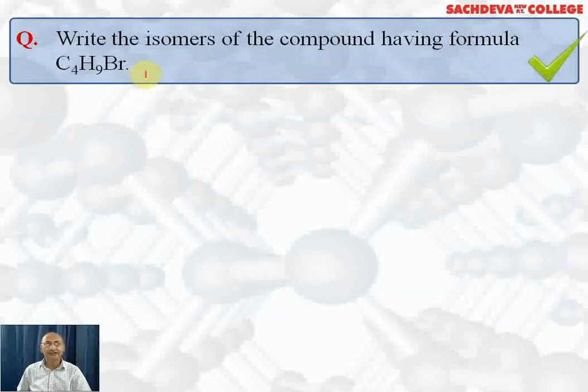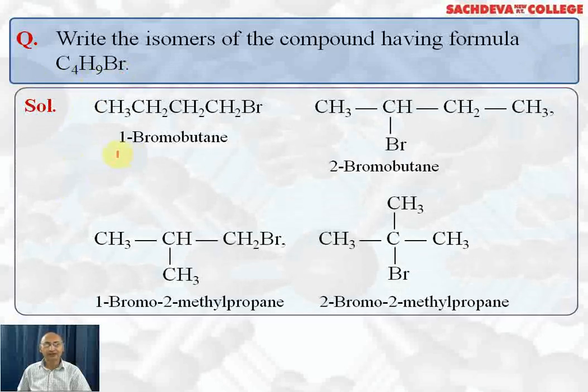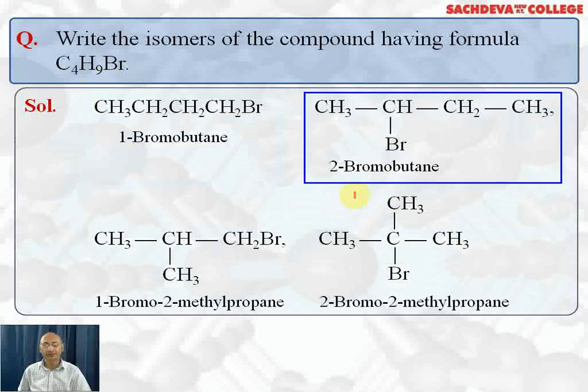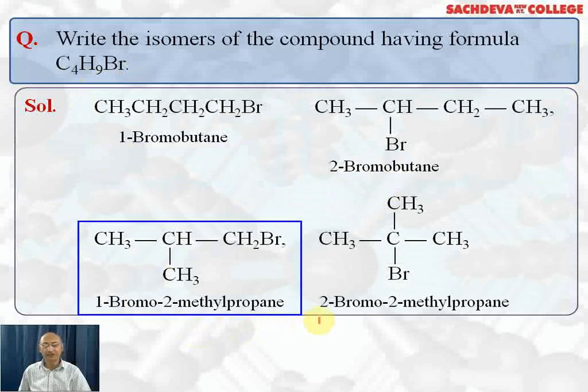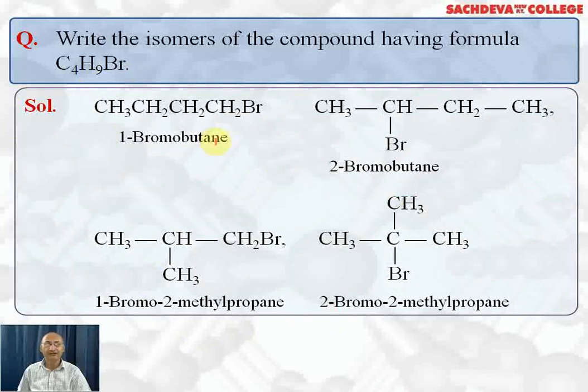Next question, write the isomers of the compound having formula C4H9Br. It will have 4 isomers: 1-bromobutane, 2-bromobutane, 1-bromo-2-methylpropane, 2-bromo-2-methylpropane. So first we write the straight chain, so there are 2 possible, 1-bromo and 2-bromo. Then we write 1 branched chain, so we get 1-bromo-2-methyl. Here we have Br on the second carbon and methyl also on the second carbon, so we get tertiary butyl bromide, 2-bromo-2-methylpropane.